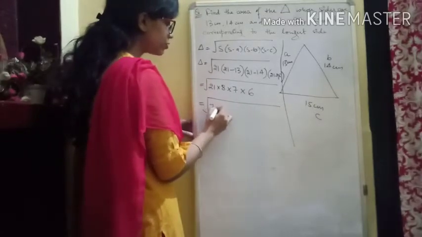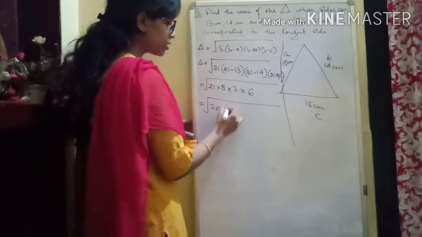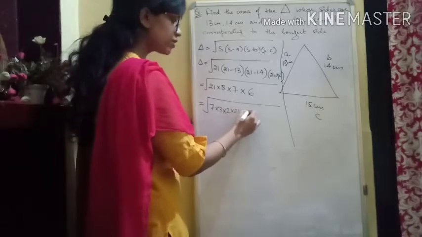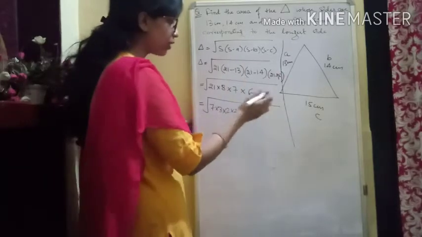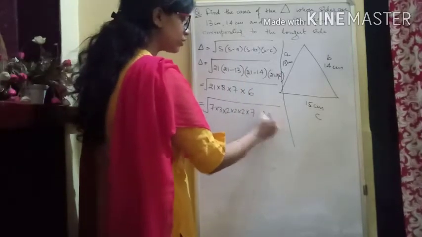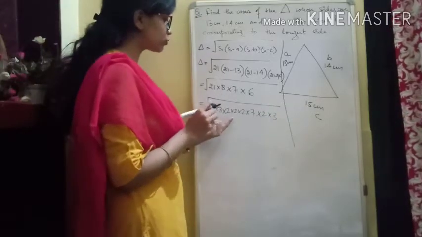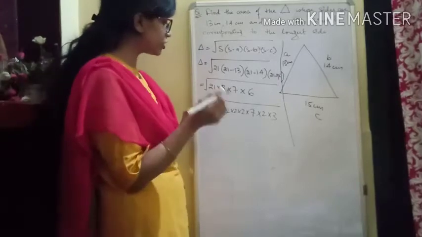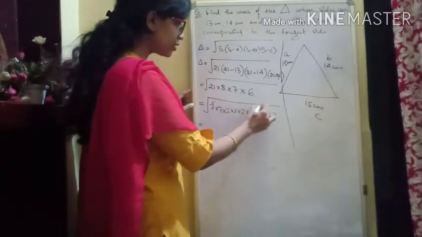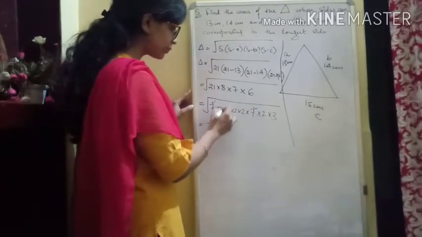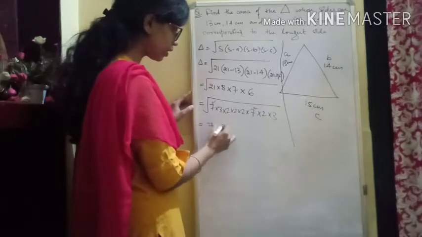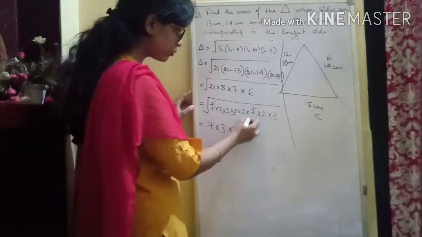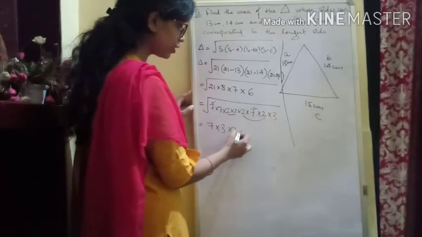21 is 7 into 3, correct? 8 is 2 into 2 into 2, 7 is only 7 as it is 7 into 1, and 6 will be 2 into 3. Now what to do to simplify them? We have to pair them, and we have to take one number common from each pair. So here we have this 7 and this 7, so one 7 will come out, 3 and 3 here, so 3 will come out, this 2 and 2, and we are getting another pair of 2, that will come out.